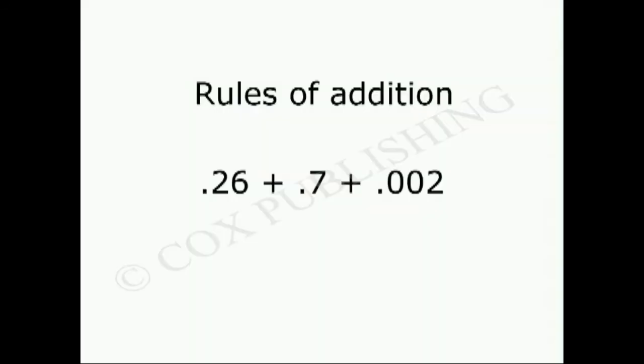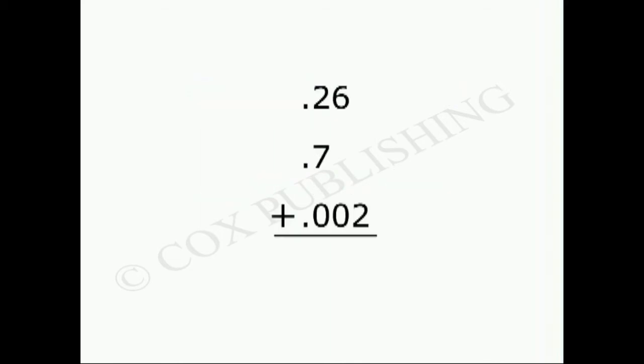Now let's talk about the rules of addition and subtraction of decimal numbers. We'll talk about addition first. We have to line these decimal numbers up so that the decimal points are in line, then place the decimal point in our answer in line with the decimal points in our problem. Next, you simply add the numbers as you would in any regular addition problem.